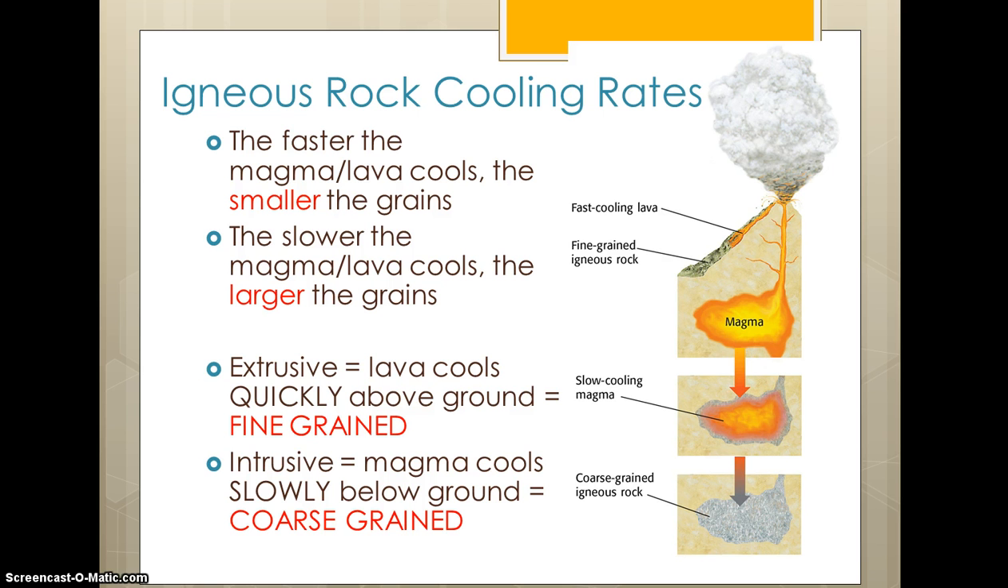So, to sum it up for this one, extrusive igneous rocks are above ground and they cool really, really fast. That means that those mineral grains are small, which means they're fine-grained. So those three things go together. Extrusive igneous rocks, they cool fast and they're going to be fine-grained. The opposite of that, you have intrusive igneous rocks. They cool slowly, and that's going to give you a coarse-grained rock.